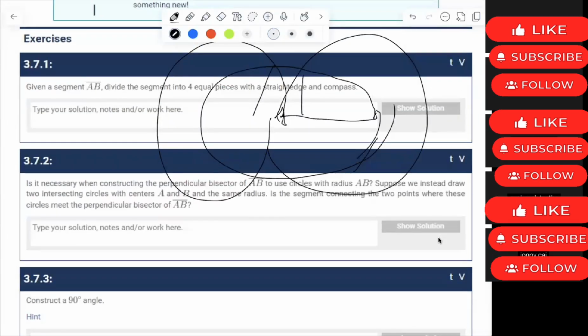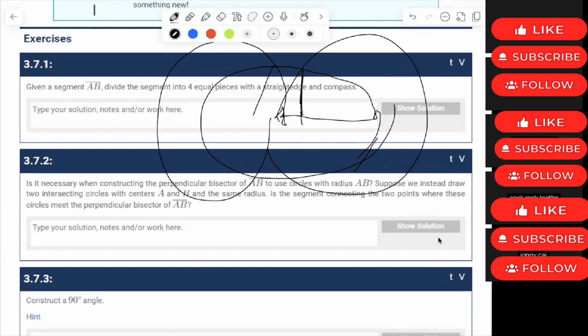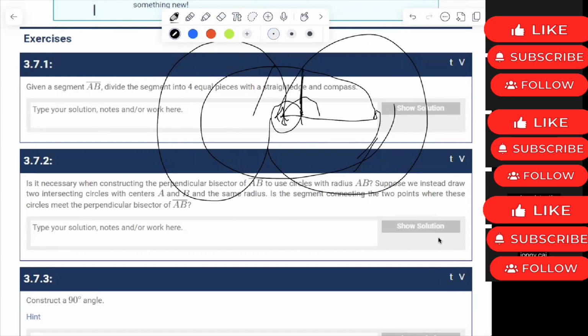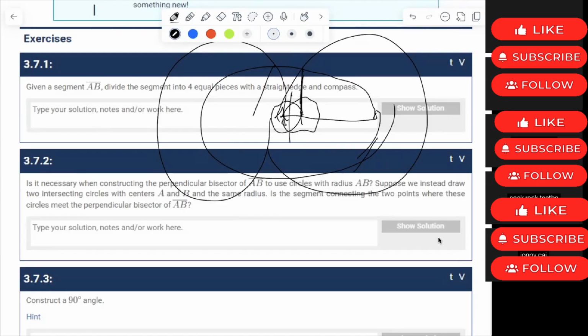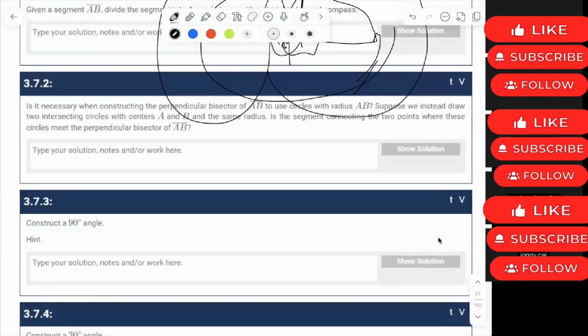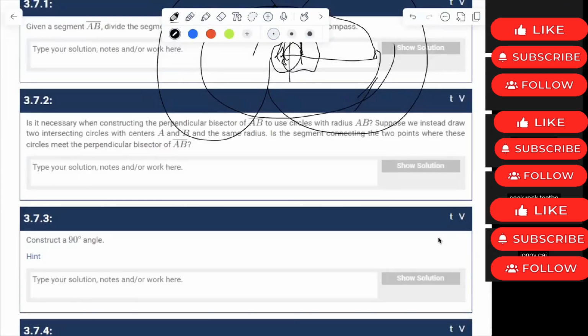Or you can do a perpendicular bisector here, and then use this and draw a circle and draw another circle and make a perpendicular bisector there. That's your second piece, and you do the same thing for the other piece. Right? Is it necessary when constructing the perpendicular bisector of AB to use circles with radius AB?